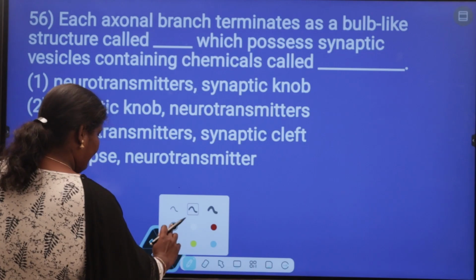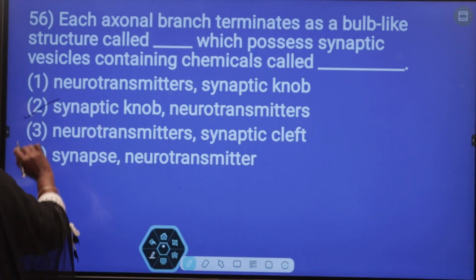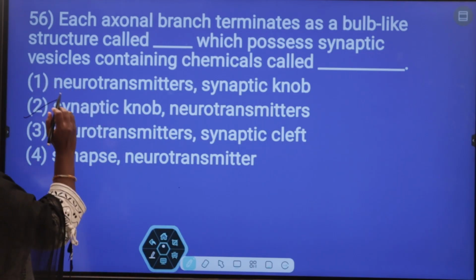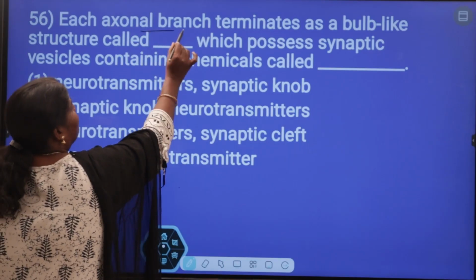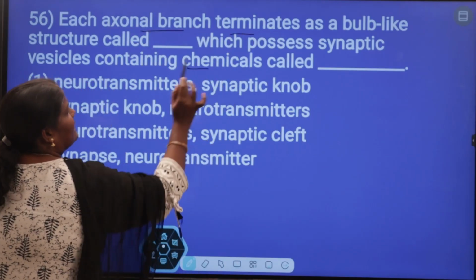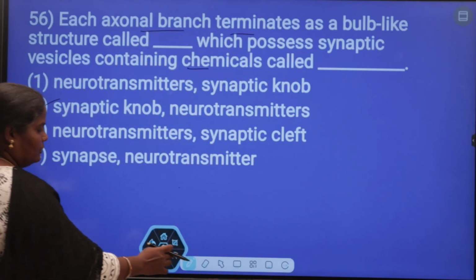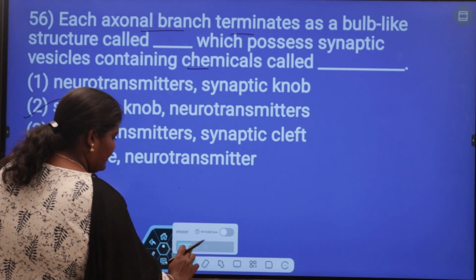56. Synaptic knob and neurotransmitters. They are asking you to identify the axonal branch terminal portion as well as the chemicals it has. You have to identify both. Next.